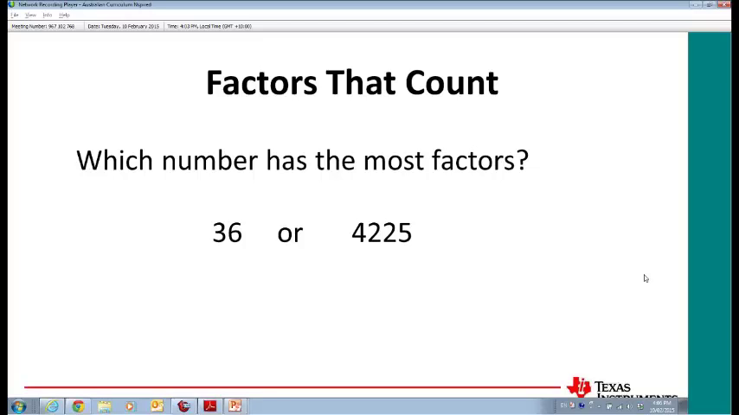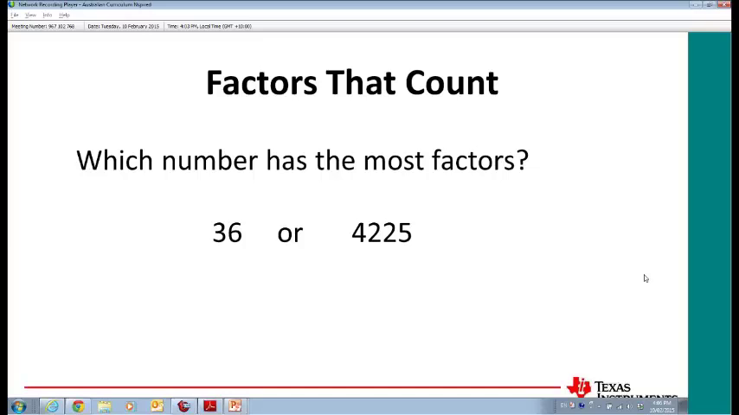Some students might get confused by the fact that it's got 5 at the end of the 4,225, so thinking that it's prime, or they may think it's a prime number, so that may mean that they think there's only 2 factors in that number for some of the weaker students. And some students might think, well, 36 is even, so they might work on the fact that there could be a few more factors there. But I think the average student would go for the bigger number.